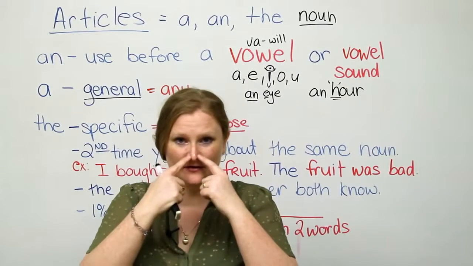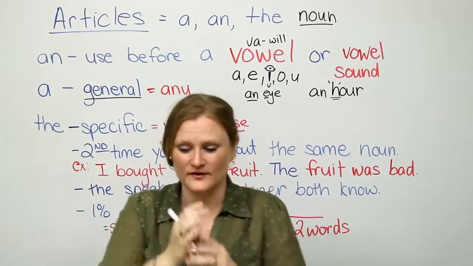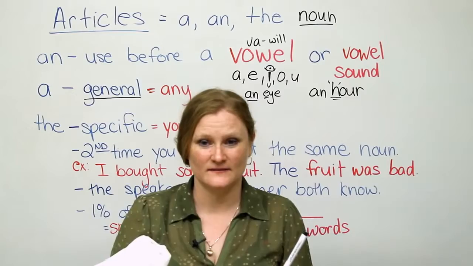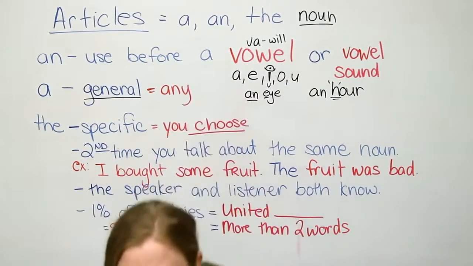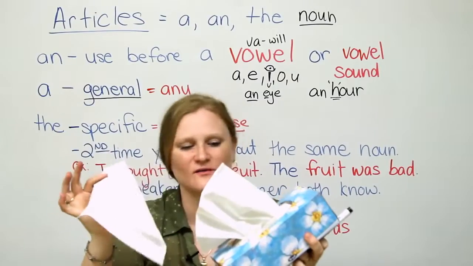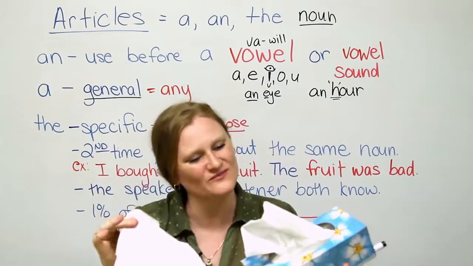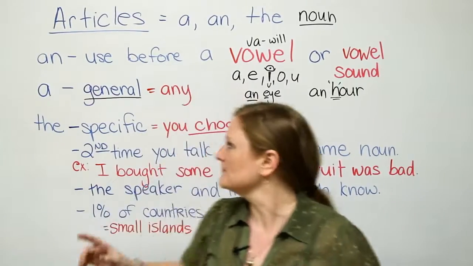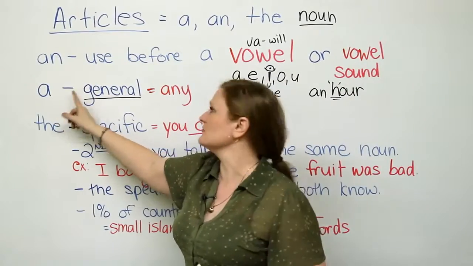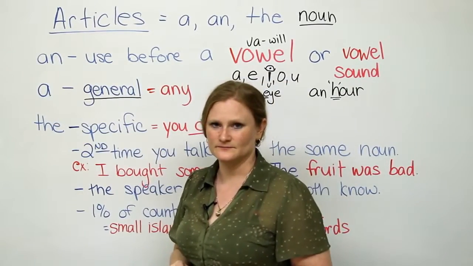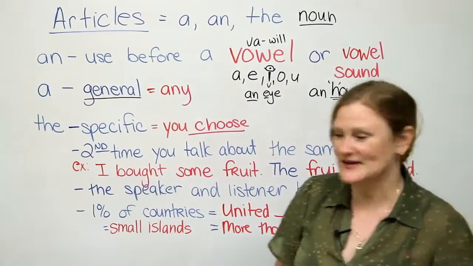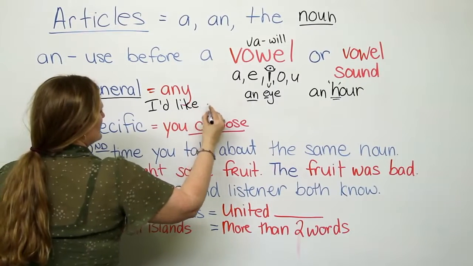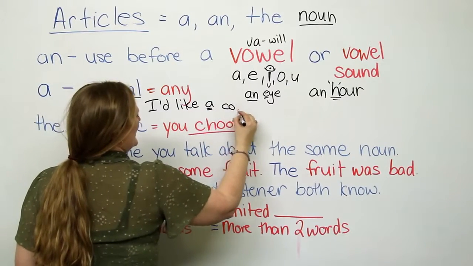If my nose was stuffy and I had to blow my nose, I would ask someone, "Do you have a Kleenex?" I don't have to go through the box of Kleenexes. "No, I don't want that one. No, yes, this, no." You're just going to get a Kleenex and you're going to blow your nose. Okay? So, a and an, the only difference is an you use before a vowel. As an example, you can say, "I'd like a cookie."